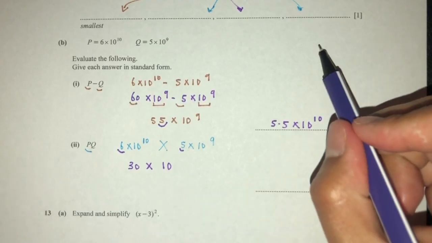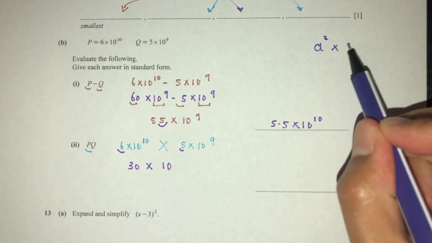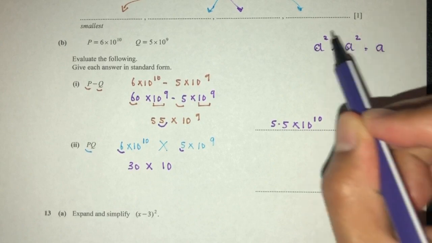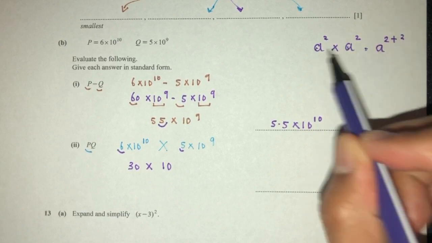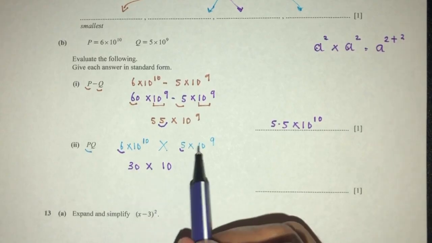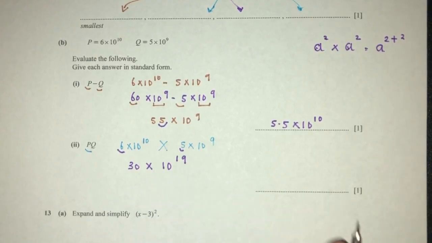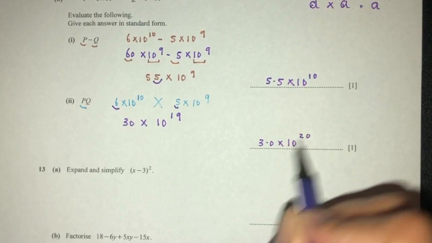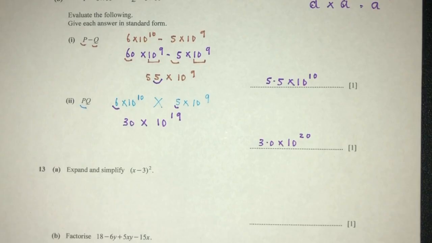So for example, when you have a power 2 times a power 2, because the base are the same, we can add the powers together. So 2 plus 2, this is the same as this. Now here we have 10 plus 9 will be 19. But your answer will be 3.0 times 10 power 20, because your answer needs to be in standard form.